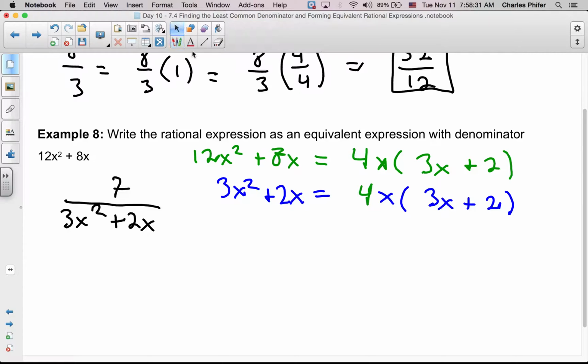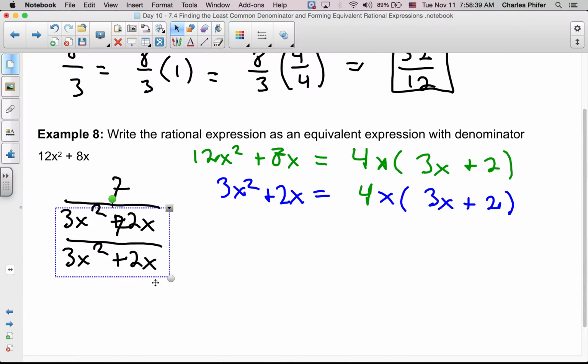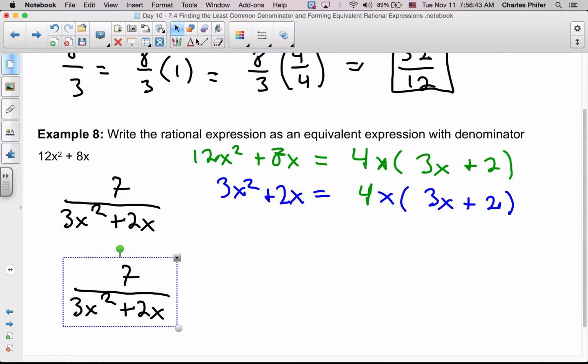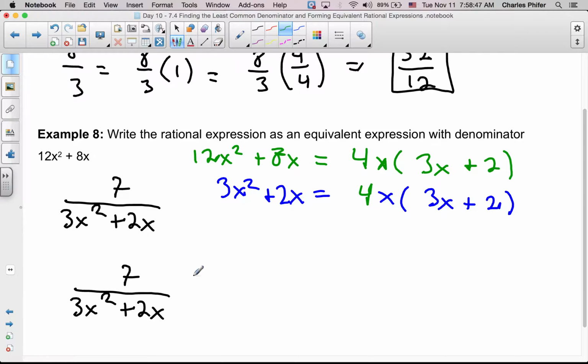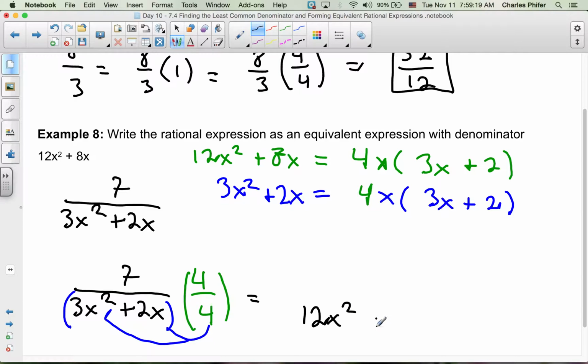So I'm going to copy this. We have our fraction and we said we're going to multiply the top and bottom by 1 in the form of 4/4. So I'm going to go ahead and do the denominator. What do we have to do with this 4 and these terms? So we really have it like this, so we need to do what? Distribute. So the denominator, 4 times 3 is going to be 12x squared plus 8x. So we got our desired denominator, and the numerator becomes what? 28. So then it should be this.